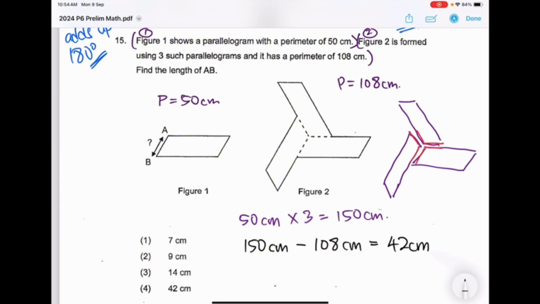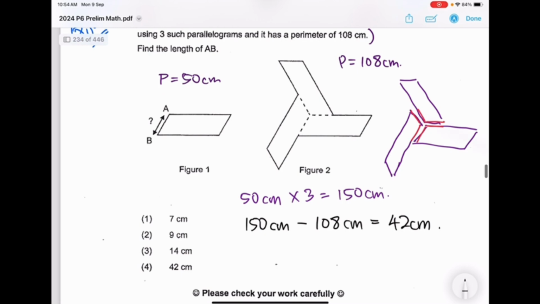What I'm going to do from here is actually just to divide it by 6, because I know that 42 cm consists of 6 of these small edges over here. So 42 cm divided by 6 would give me 7 cm. And that is my answer for question number 15.